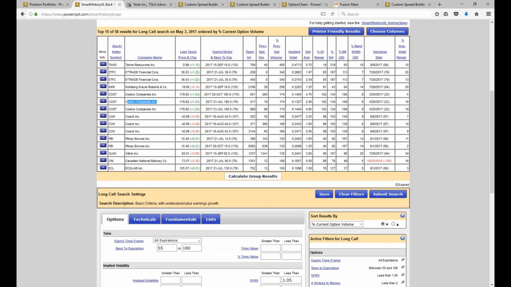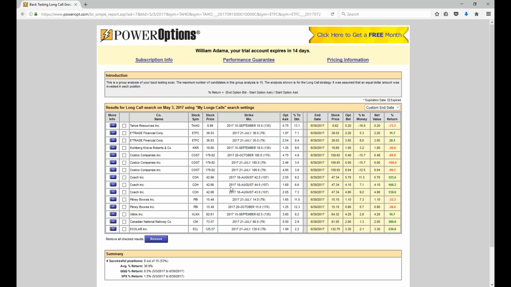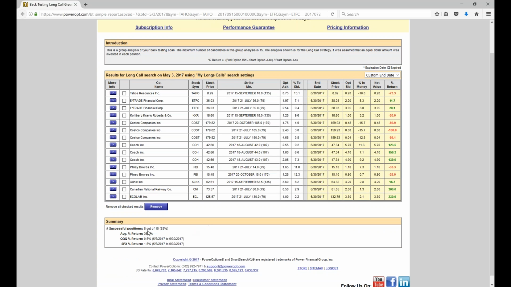Now I can say, calculate group results. Some of them have different expirations. It doesn't matter. I see here that of those positions, 8 out of 15 were successful, only 53% from May 3rd to today, but it's a 37% gain because, as I mentioned, some of these, especially CNI and ECL, had 300 to 230% profit. Paid 50 cents, and it moved up to $2. That's a 300% profit. Paid $1 at 330, that's a 230% profit.